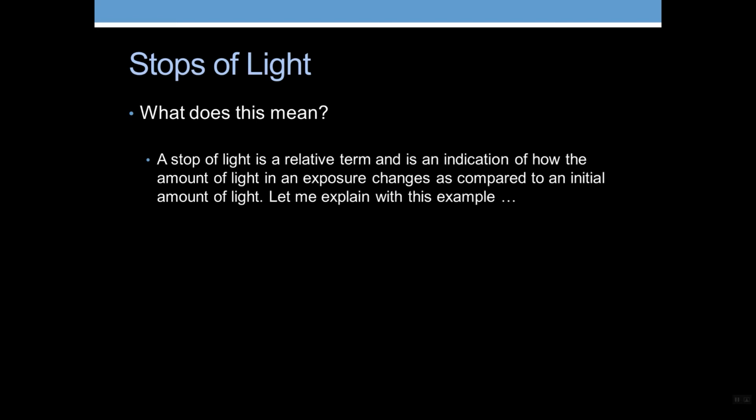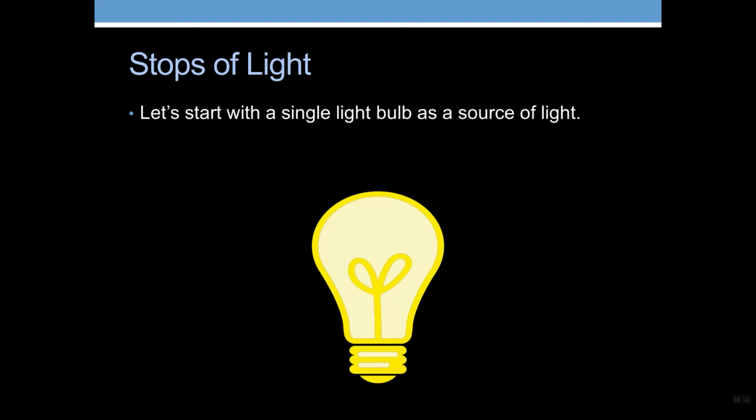So getting down to this fundamental idea is something that's really important for you to understand what we're doing here with this process. A stop of light is a relative term, and it's an indication of how the amount of light in an exposure changes as compared to an initial amount of light. So let me explain with this example. Let's start with a single light bulb as our source of light. This is our base setting. This would be considered our zero exposure value. This is where we're starting off.